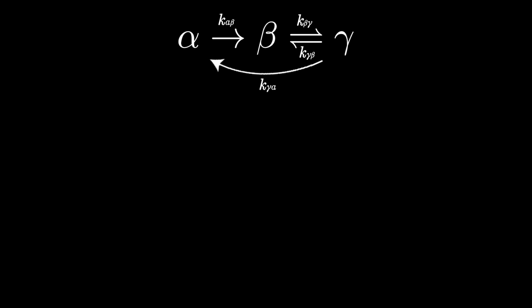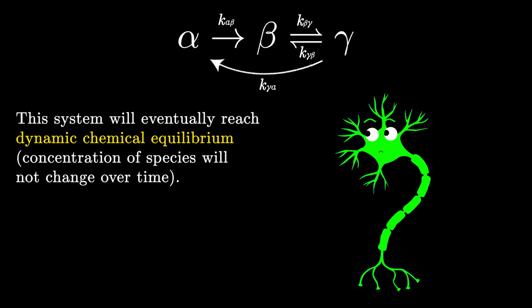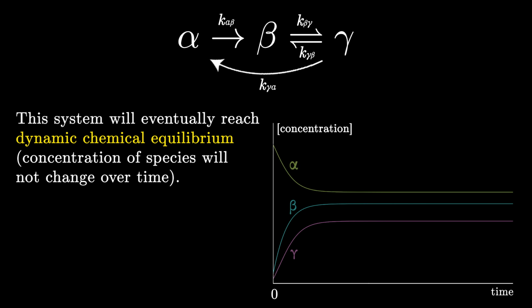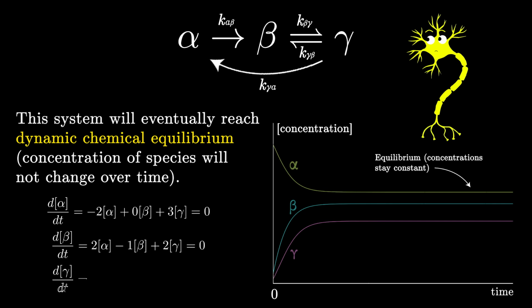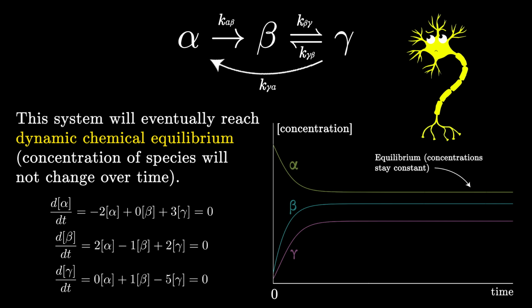Well, here's an idea. Intuitively, we know that this chemical reaction system will eventually reach dynamic chemical equilibrium after a long period of time. Chemical equilibrium is when the concentrations of all species, in this case alpha, beta, and gamma, no longer change over time. They stay constant. So if a chemical reaction system is at equilibrium, then even if we wait, let's say, an hour, there won't be any more or less transcription factor beta than before. Therefore, by definition, equilibrium is where dα/dt, dβ/dt, and dγ/dt all equal 0, a property that we can use to our advantage.